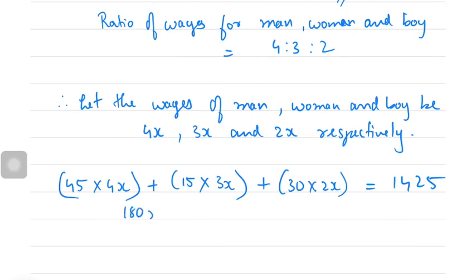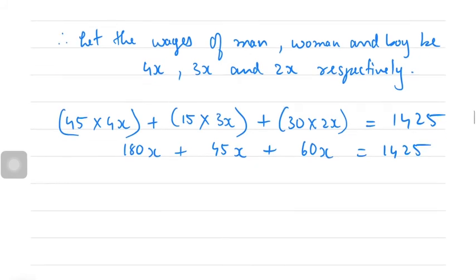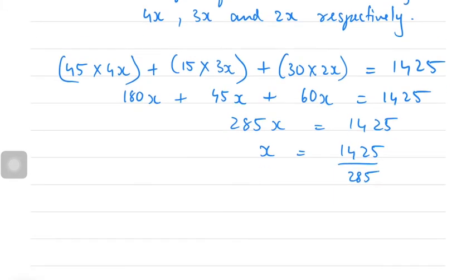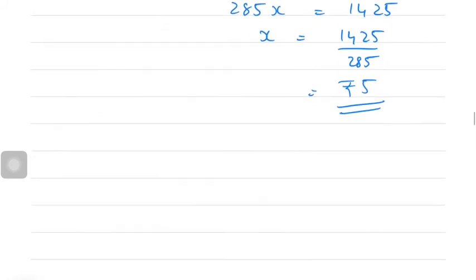Okay. So 45 into 4 it comes to 180. So 180x. 15 into 3 is 45. So 45x plus 30 into 2 which is 60x. 180 plus 45 plus 60 it comes to 285x. So therefore x is equal to 1425 divided by 285. Okay, and this comes to rupees 5. So x is rupees 5.